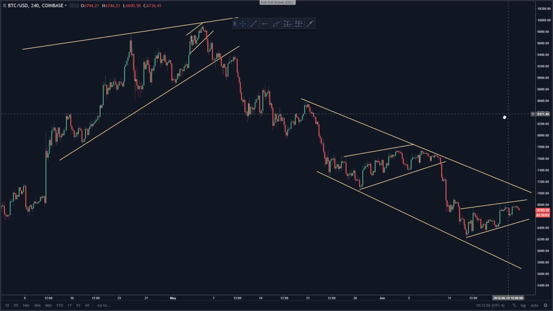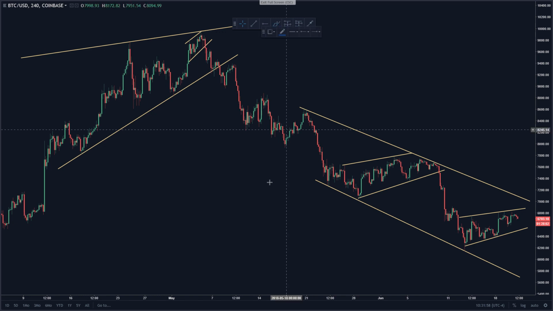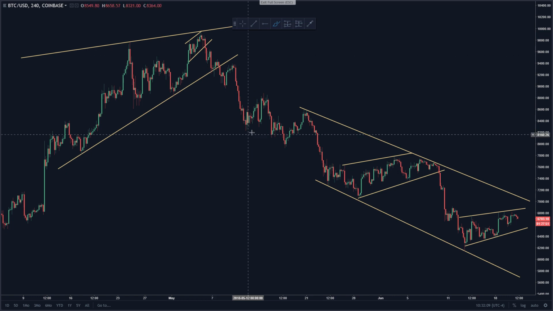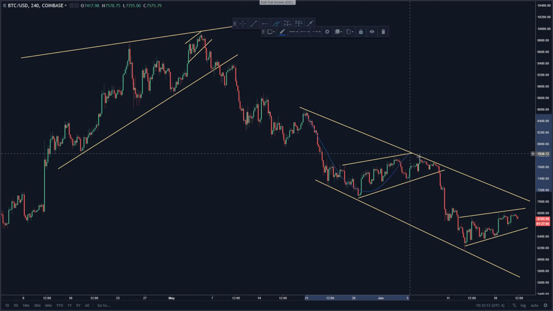So if we look at the 4-hour here, we know that we had this ascending type channel, right? And then we had a smaller ascending type channel, which we ultimately broke out of to the downside. Since that point, we've had some continuation patterns, and now we're kind of in this descending type channel, right?